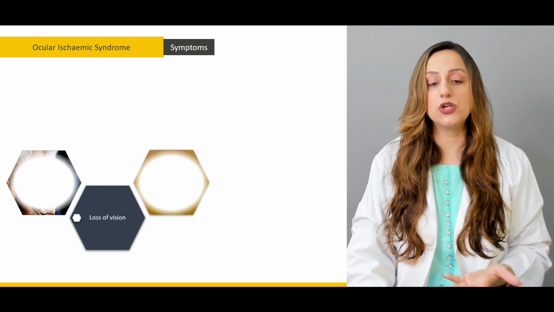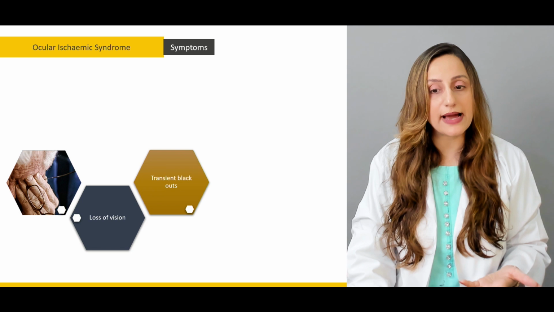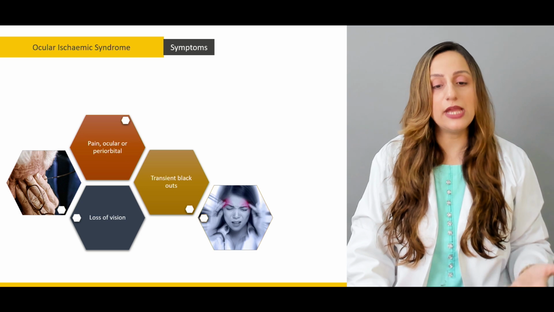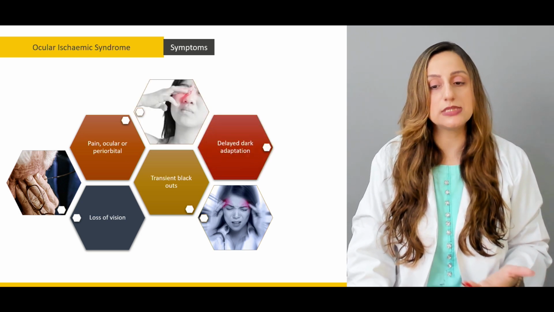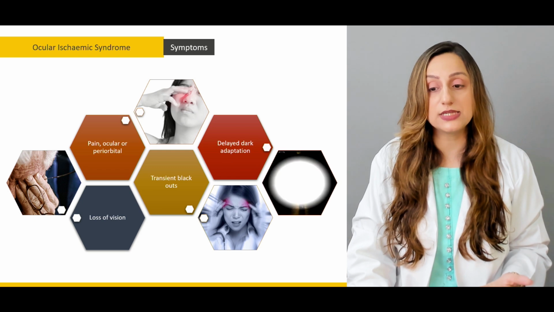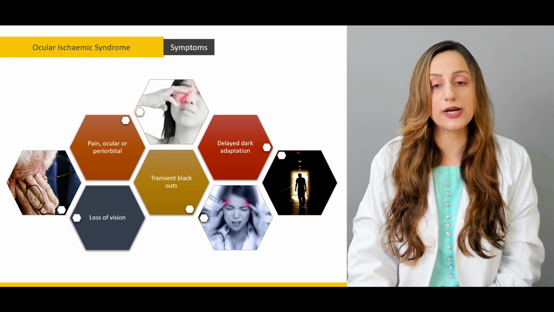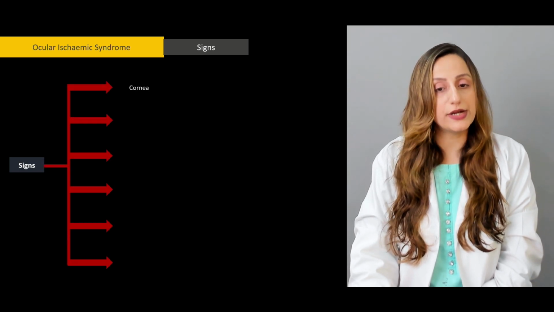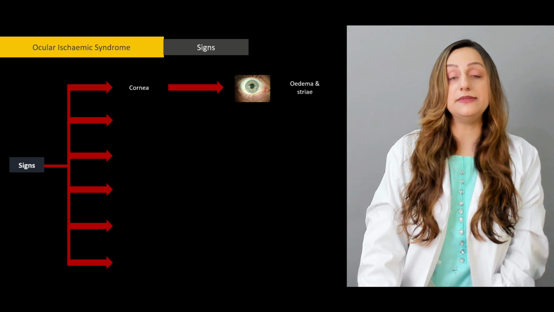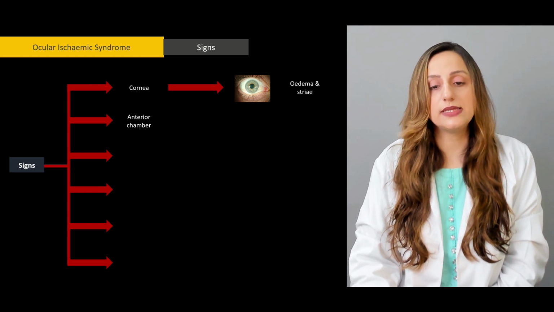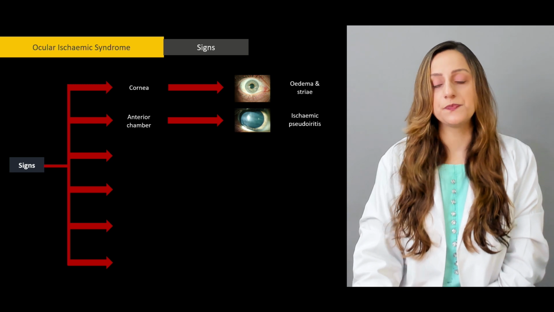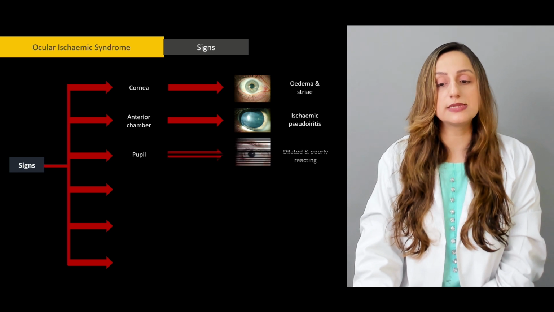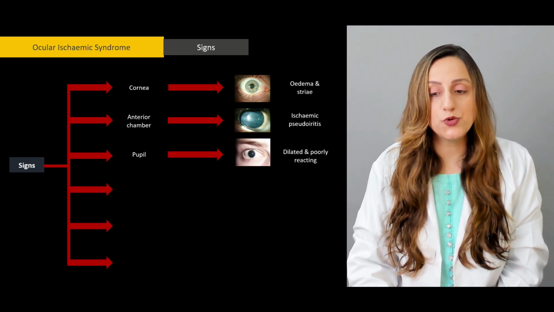Then finally, we have the loss of vision, we have the transient blackouts if it is the case in the TIAs. Then it can be the pain, ocular or periorbital, and the delayed dark adaptation in these individuals can be seen over here as well. The signs would include that the cornea can also be affected. That is, the edema and the striae are sometimes noted down. The anterior chamber is affected in a lot of individuals, resulting in the ischemic pseudo-iritis. The pupils are going to be dilated and poorly reacting.